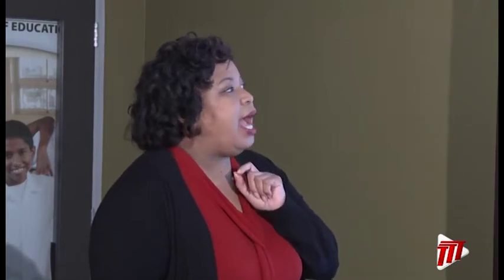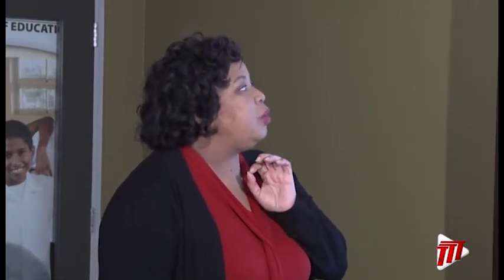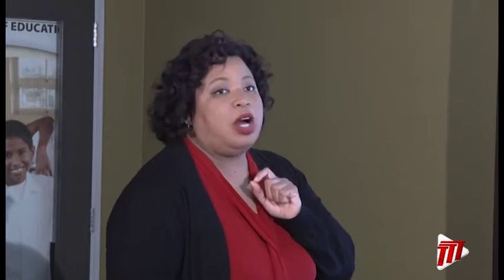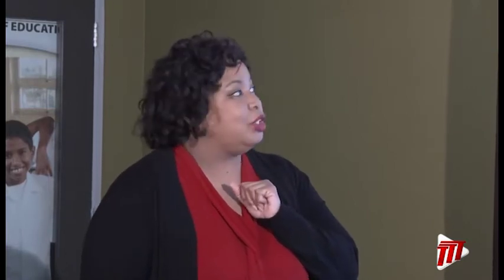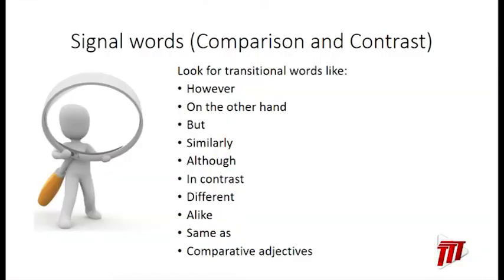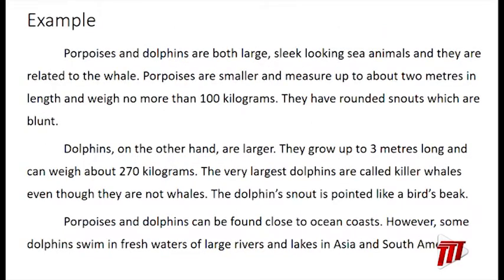Let's first highlight all the times the words porpoises and dolphins are recorded in this passage. But before we do that, let's look at the signal words that you need to figure out when you're looking at a comparison and contrast text structure. Look at them carefully. All right, so we're going on to the passage, and we are going to look for all the times that the words porpoises and dolphins are mentioned in this passage.